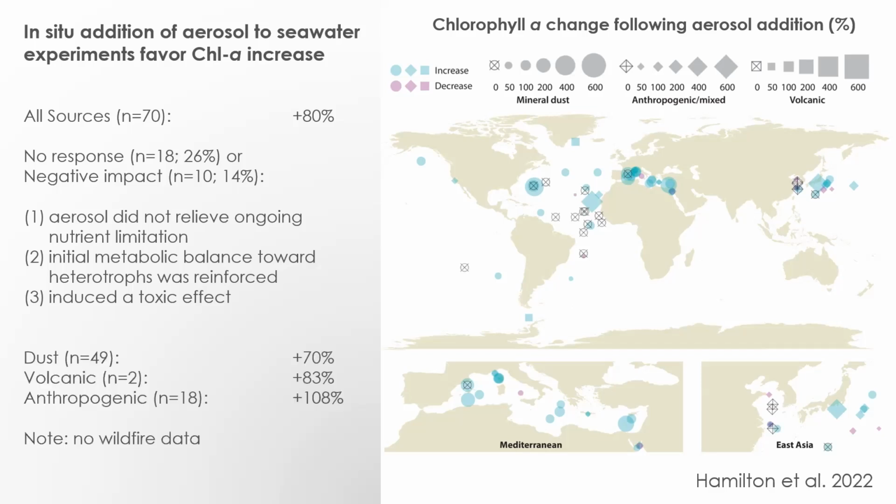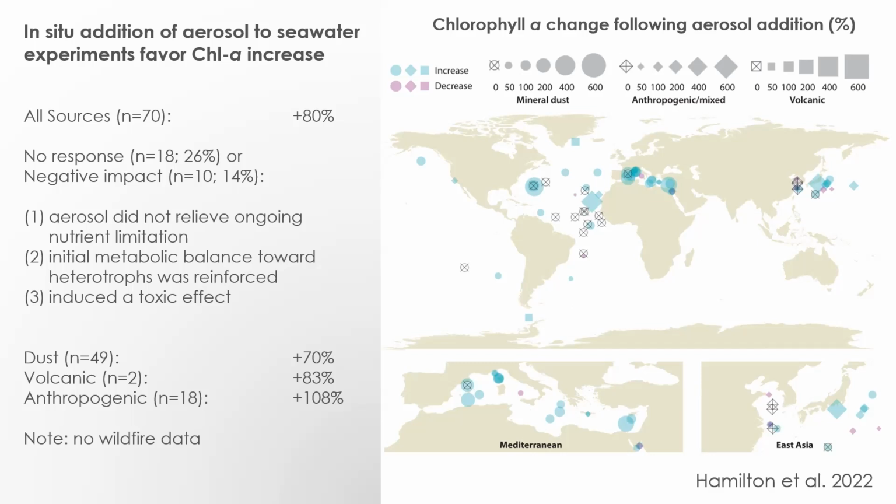But one of the nice things about having such a large data set is that we can also break it down by aerosol type and ask the question, do different aerosol types have a different impact on the biogeochemistry? And yes, this data set would suggest potentially so, that aerosols from an anthropogenic source may well be stimulating productivity at a higher rate than aerosols maybe from the dust source. We do also have 2 volcanic sources in here, but I don't think that's really enough samples to come to any sort of conclusions.